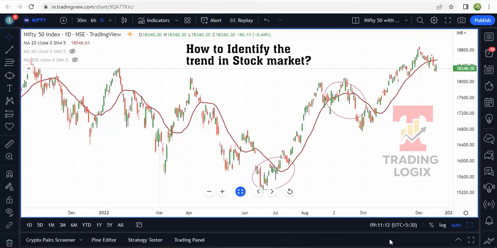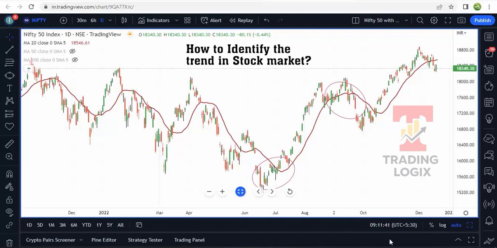Today we are going to discuss how to identify the short-term, medium-term and long-term trend of the market. Most of us have difficulty in identifying the trend, because we all know that towards the direction of the market, the stocks also move. If the trend is up, out of 4 stocks, 3 stocks will be going on uptrend. If the trend is down, out of 4 stocks, 3 stocks will be in the downtrend.